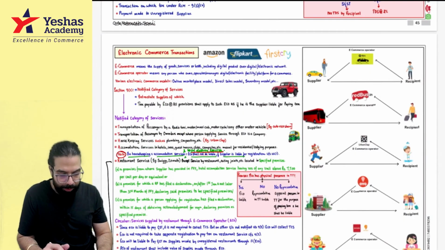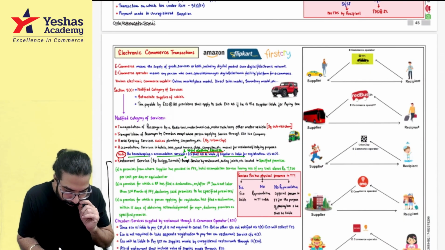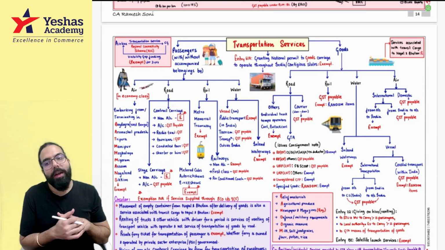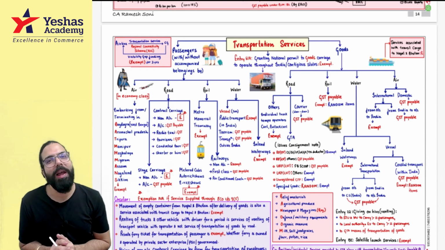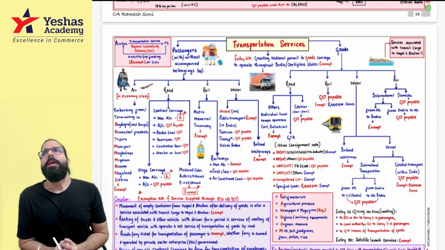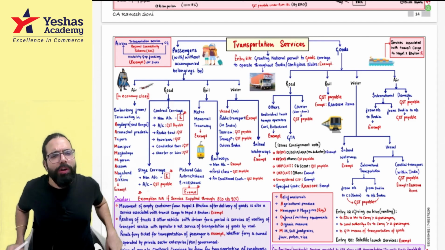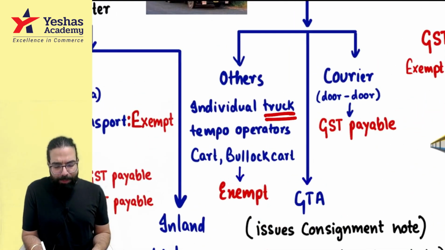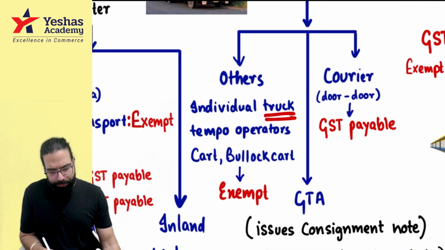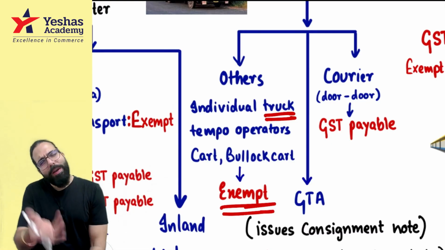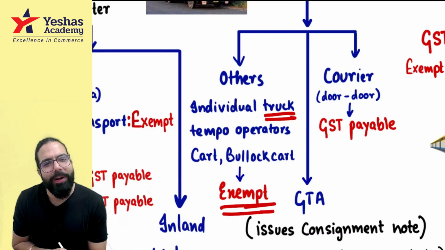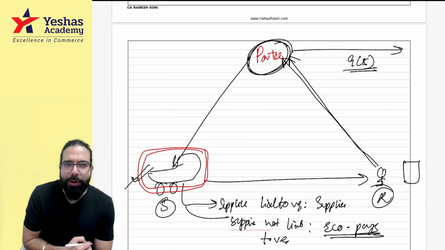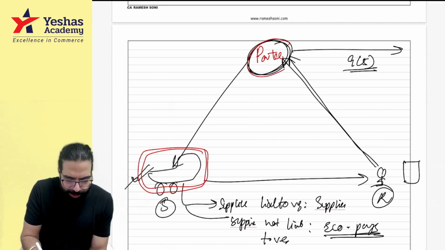And in transportation services, please come now. In transportation services, now you know what will happen. Truck operators will go ahead and say, who doesn't issue a consignment note? Local truck operator. They will say, sir, if I am transporting the goods by road, GST is exempted. So why will the e-commerce operator pay under section 9(5)? For example, this guy is transporting the goods by road. It is under exemption. So Porter will not pay.